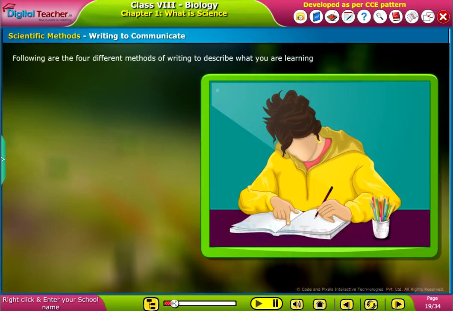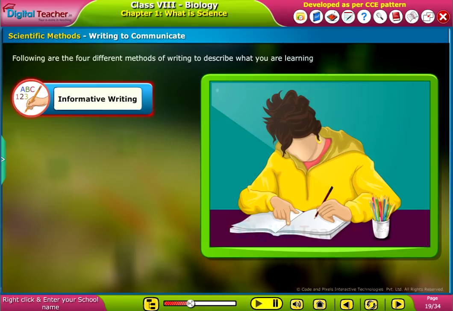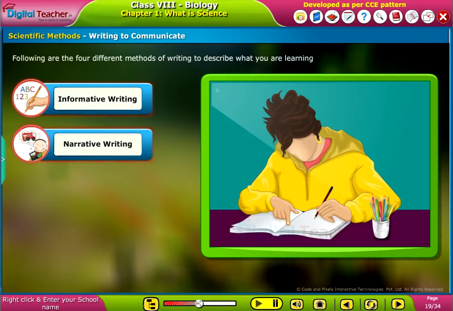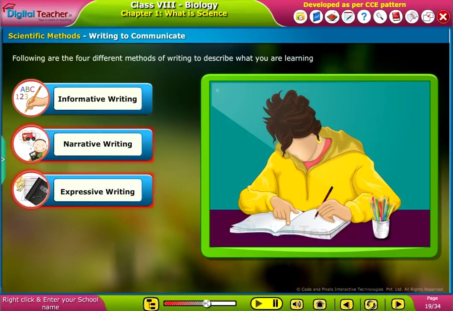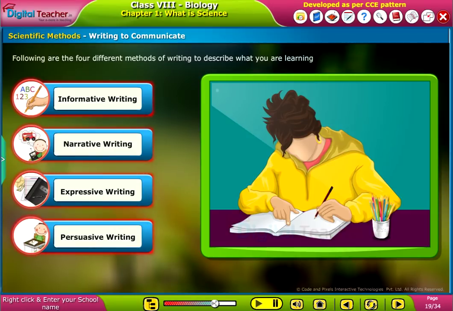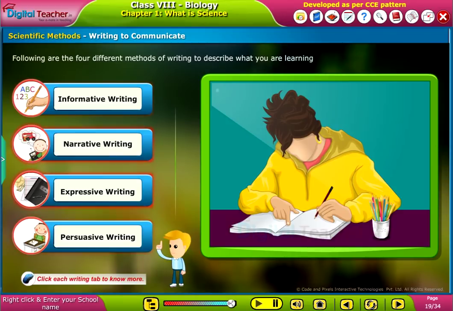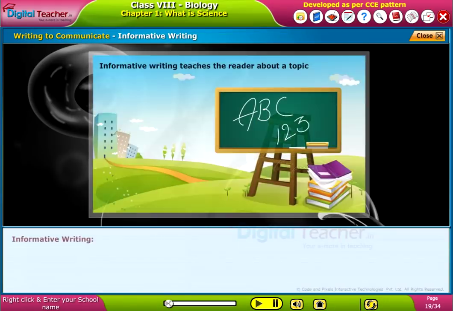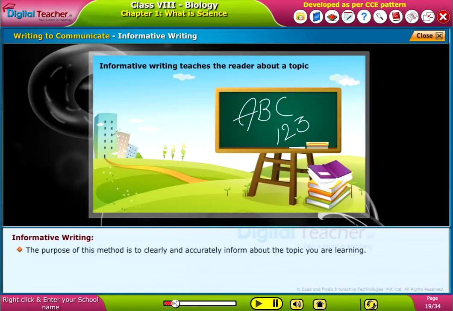Following are the four different methods of writing to describe what you are learning: informative writing, narrative writing, expressive writing, persuasive writing. Click each writing tab to know more. Informative writing. The purpose of this method is to clearly and accurately inform about the topic you are learning.